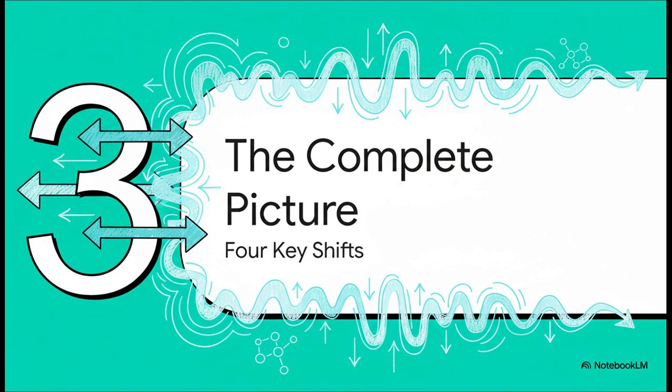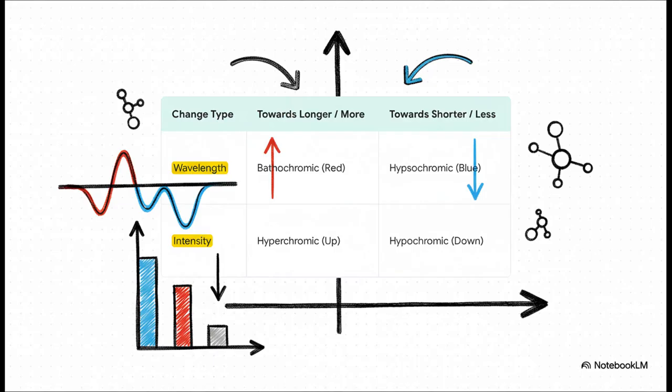All right, we've looked left and right, and we've looked up and down. Now let's put it all together to get the complete picture of how a molecule's light fingerprint can change. And this table just lays it all out perfectly. There are really just 4 fundamental shifts we need to know. For wavelength or color, we've got bathochromic for red shifts and hypsochromic for blue shifts. And for intensity, we've got hyperchromic for going up and hypochromic for going down. These 4 terms give us a complete language to describe pretty much any change in how a molecule talks to light.